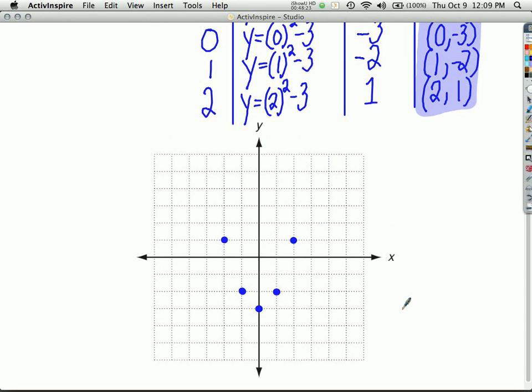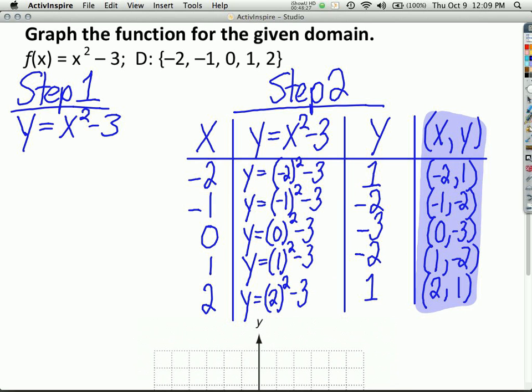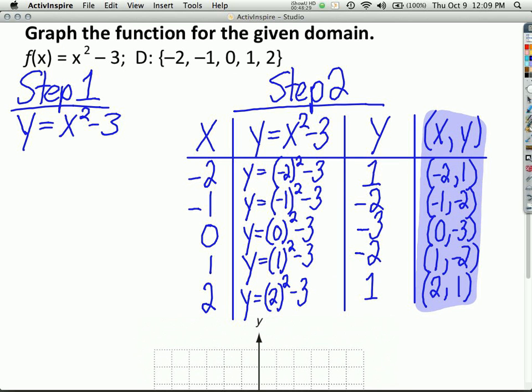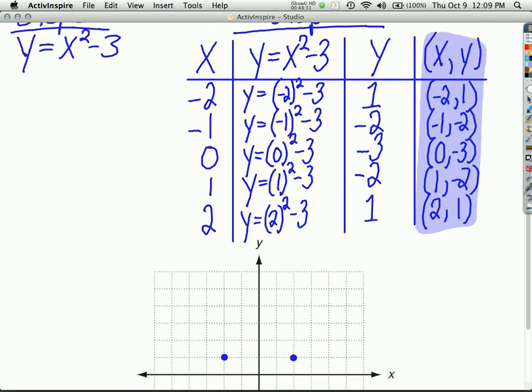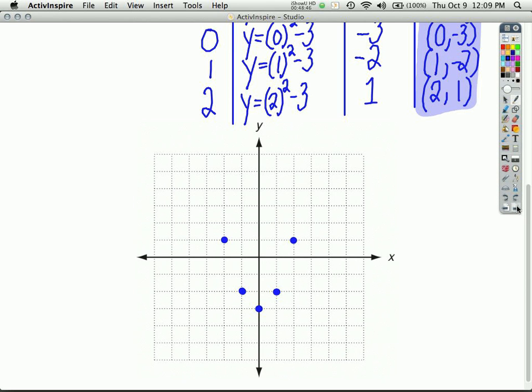So, 3-step process. Write the equation in function form, meaning y by itself. Make a table of values and get the ordered pairs. Plot the points, and you have a graph. Does anyone have any questions on the 3-step process? Any concerns? Okay, no questions or concerns.